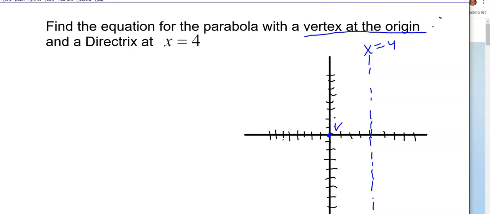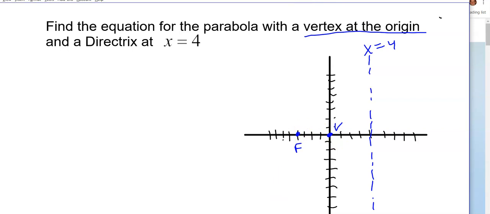Vertex is 0, 0. So if I went 4 units to the right to get to the directrix, I guess I would go 4 units to the left, and that would give me my focus point. Again, you could use formulas to get some of this if you need to. If I wanted to keep graphing it, and really, I'm doing overkill there, I just want to graph the whole thing just for practice.